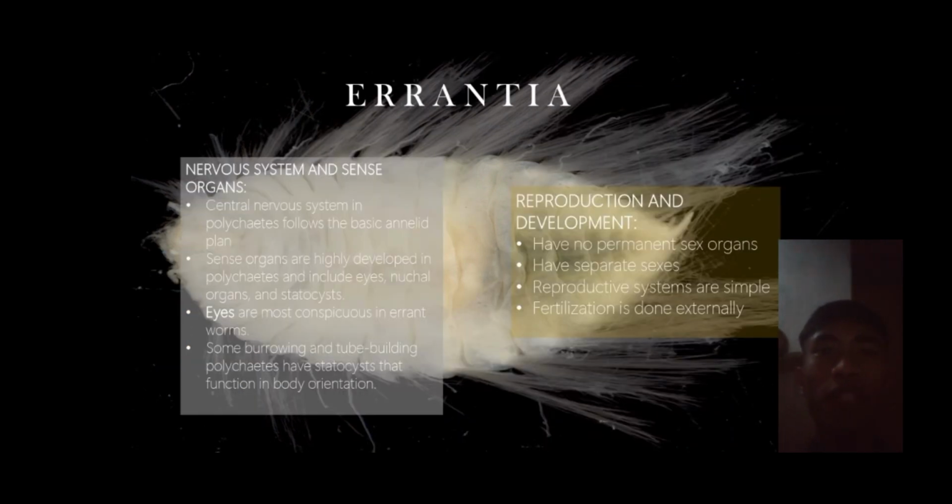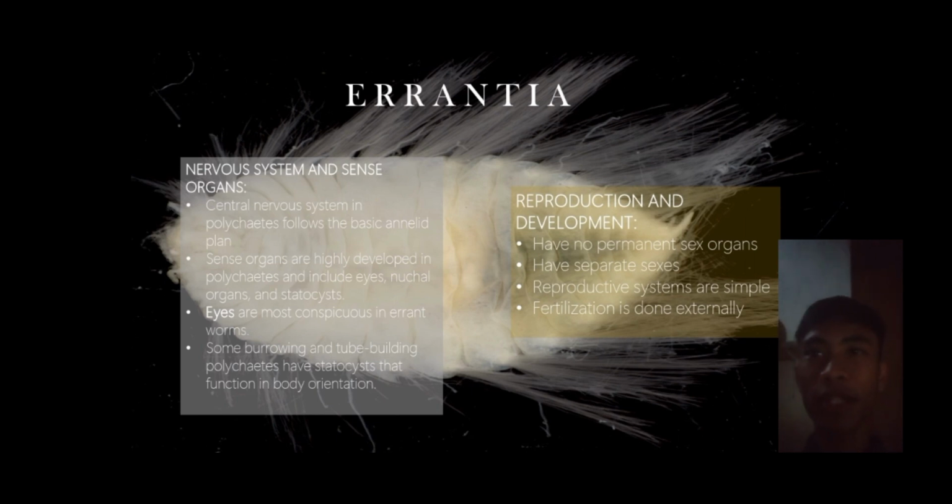For the nervous system and sense organs, the central nervous system in polychaetes follows the basic annelid plan. Sense organs are highly developed in polychaetes and include eyes, nuchal organs, and statocysts. Eyes are most conspicuous in errant worms. Some burrowing and tube-building polychaetes have statocysts that function in body orientation.